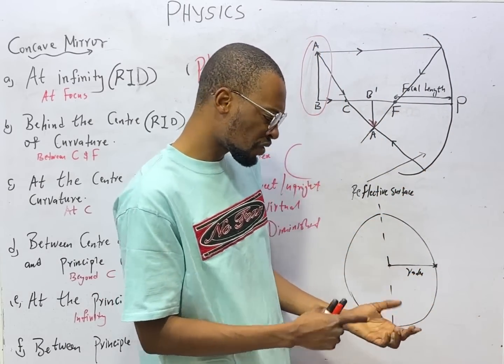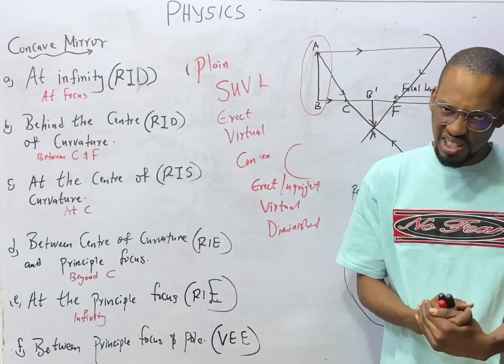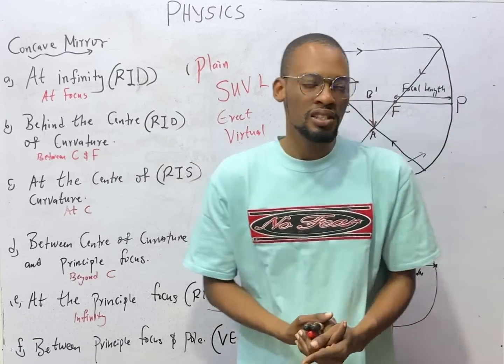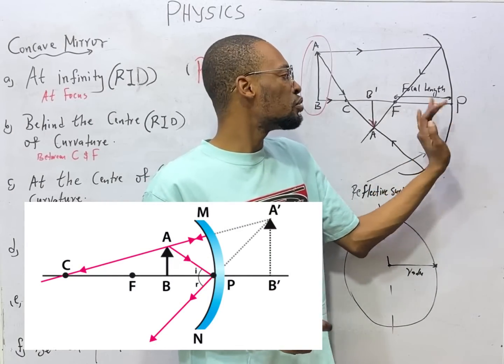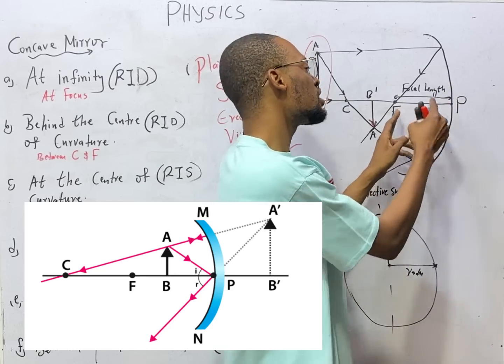Look at this. The images formed by a concave mirror will always be real and inverted, except in one case. What is the case? The case where the object is between this focus and the pole. If you place the object here between this focus and the pole, the image will not be real, the image will not be inverted.